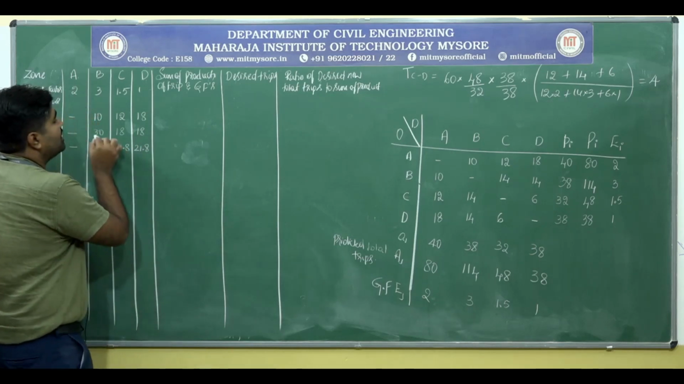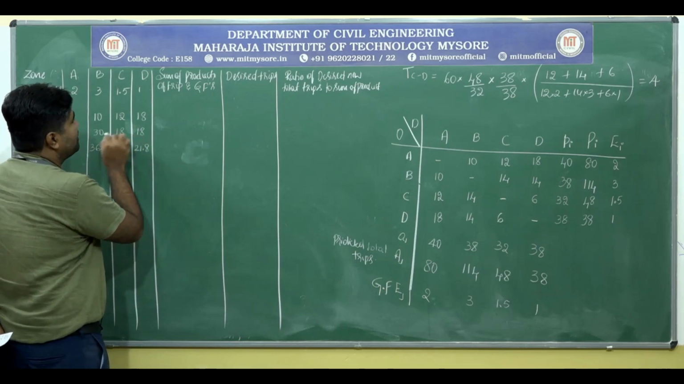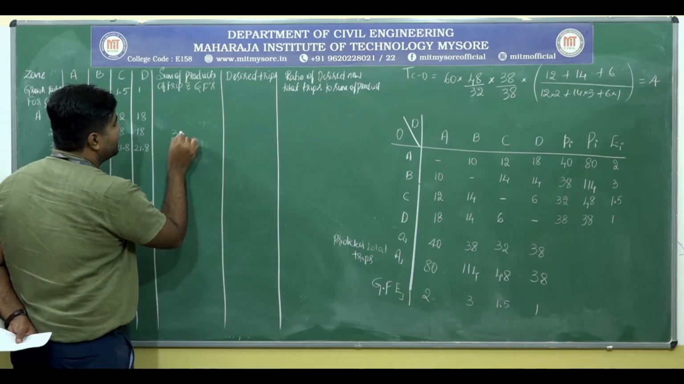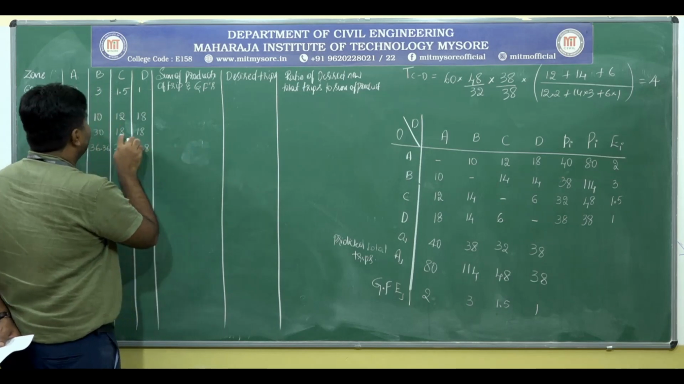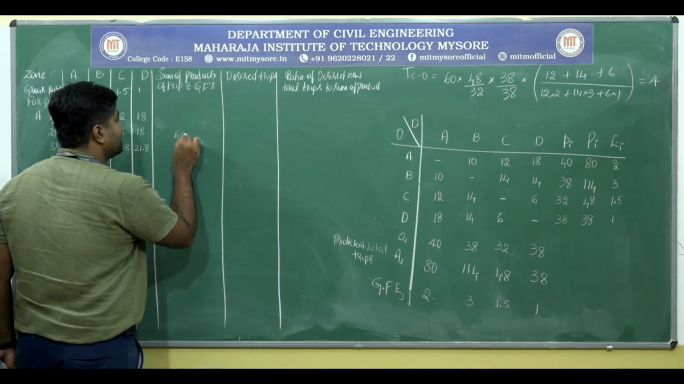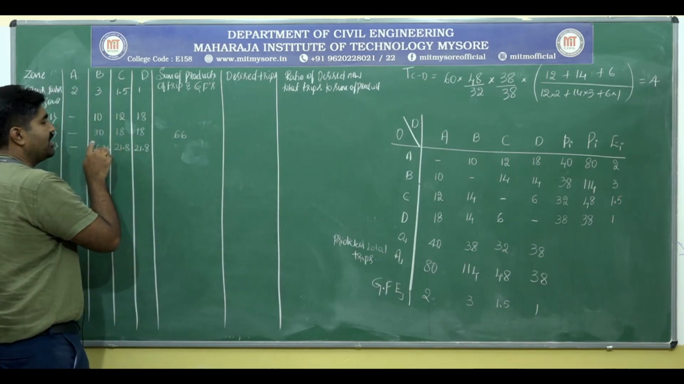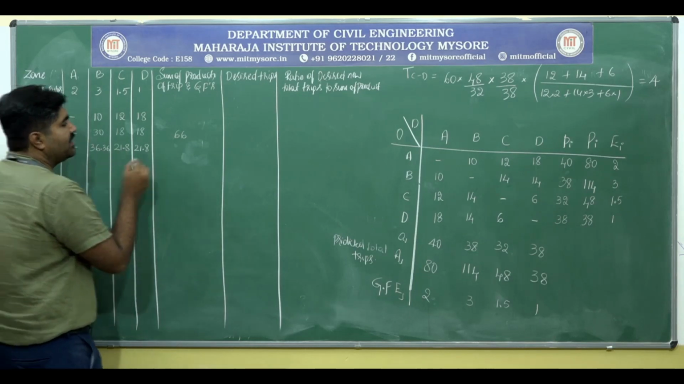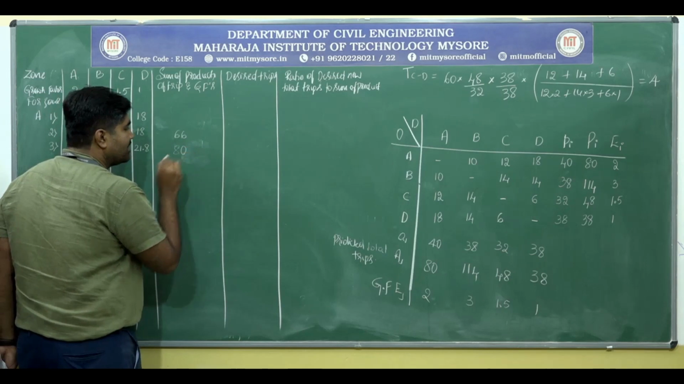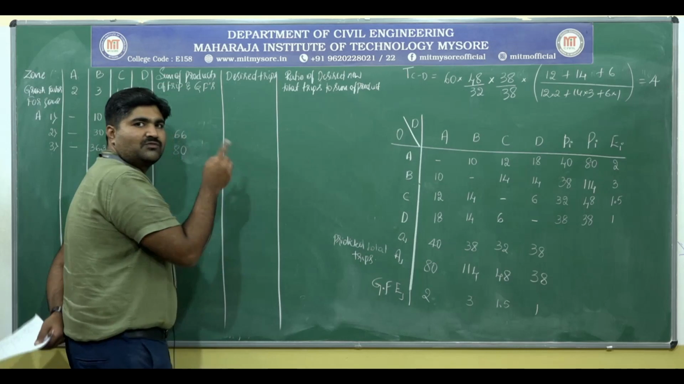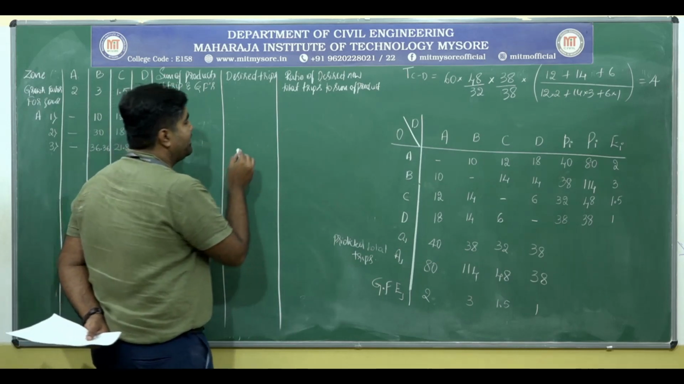Next, total the sum of the products of trips and growth factor. 18 plus 18 is 36, 36 plus 30, you will get 66. Next, if you add the distributed values, you will get 80. These are the total desired trips for zone A.